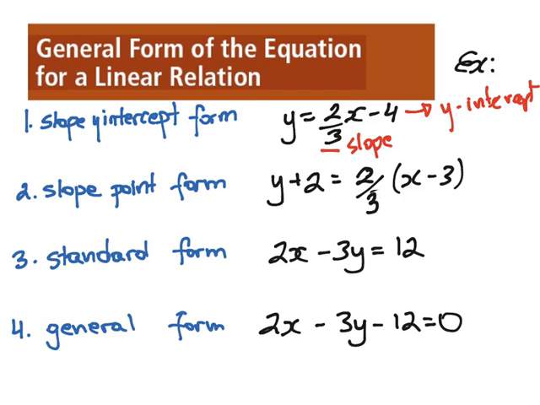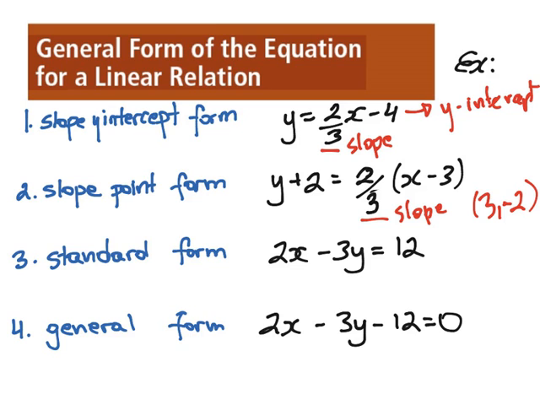Now the next form is the slope point form, where 2/3 is the slope again, and the point that's on this graph is referred to as 3 and -2. Recall that we're always taking the opposite values for our x and y coordinate.